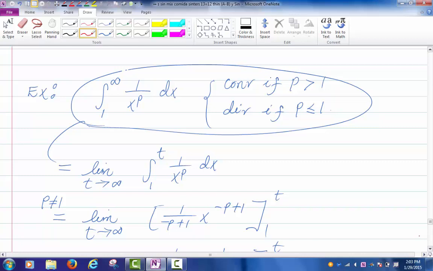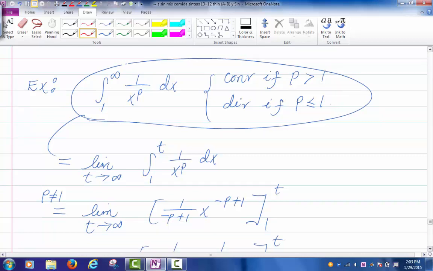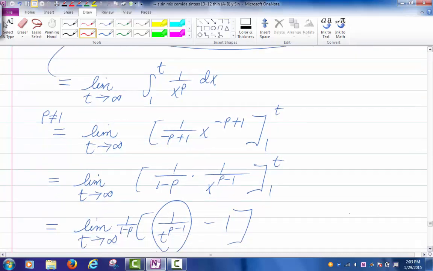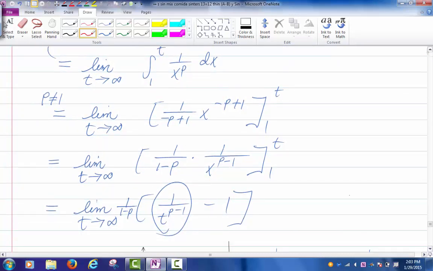Well, we have this improper integral. We know what the definition is. It's the limit as t goes to infinity of the integral from 1 to t of 1 over x to the p dx, right? p is fixed. So that's my definition so far.